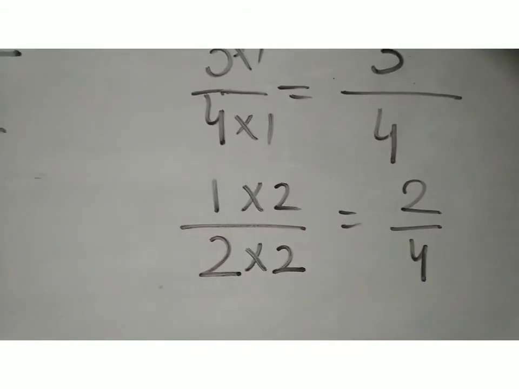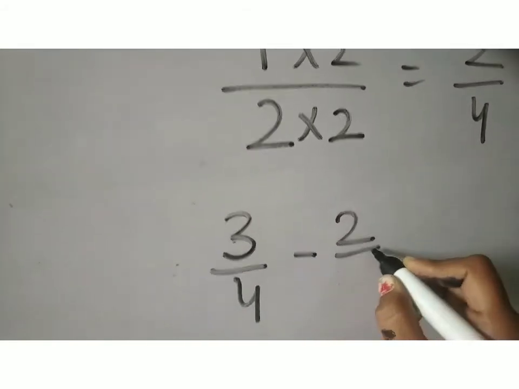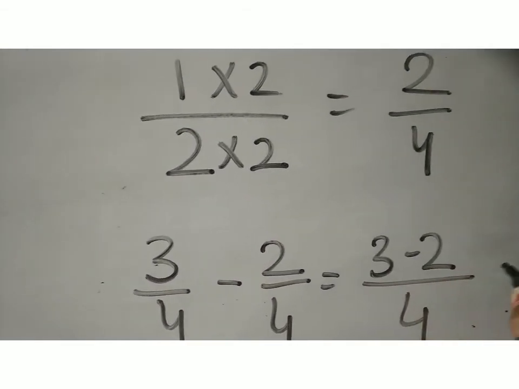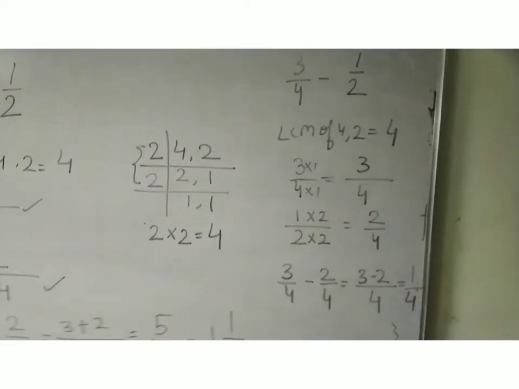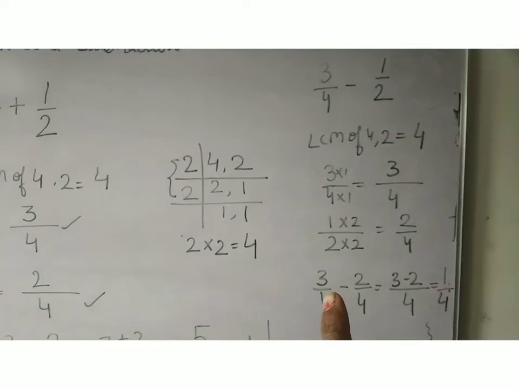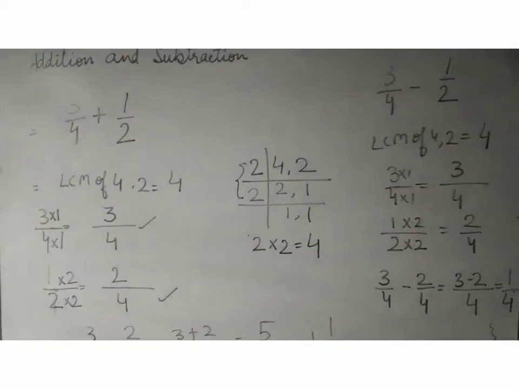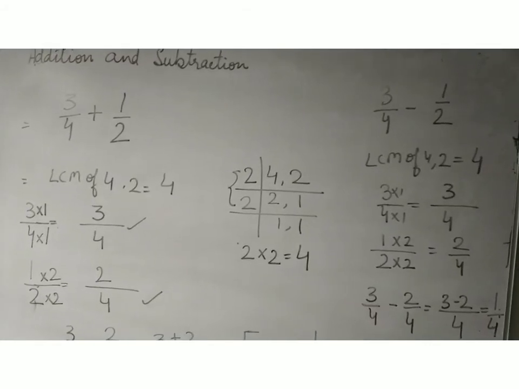The same condition, when I subtract it, I get 3 upon 4 minus 2 upon 4, that is 4 I will take common, 3 minus 2, my answer is 1 upon 4. So the method will be the same, only I have to put the minus sign over here and there I have to put the plus sign. So this is all about the addition and subtraction of like and unlike fractional numbers.